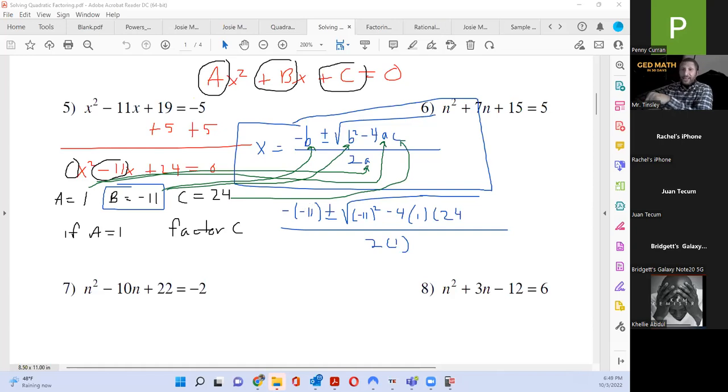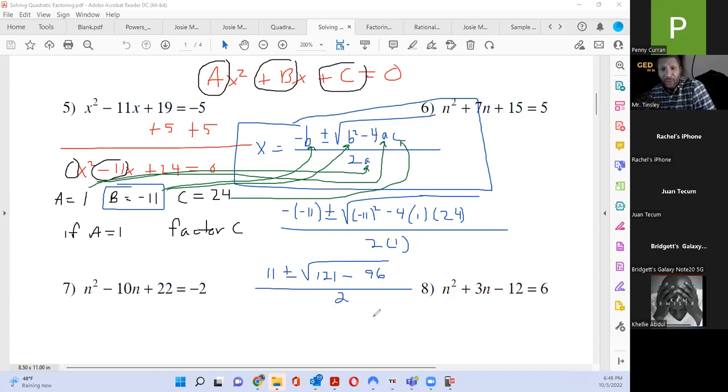Two negatives make a positive. So we got 11 plus or minus the square root of, and you should know your squares, 11 times 11 is 121, minus 4 times 1 is minus 4, 4 times 24 is 80 plus 16 is 96. So 121 minus 96, all over 2.